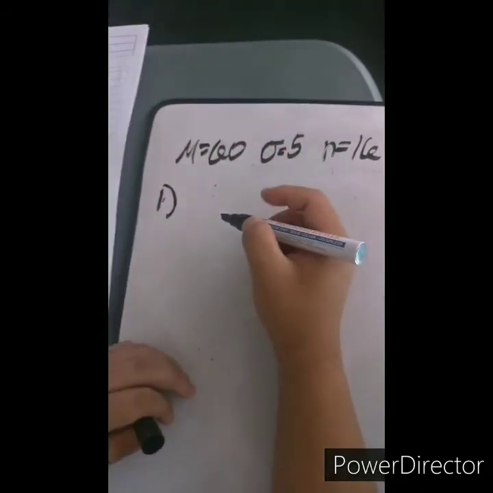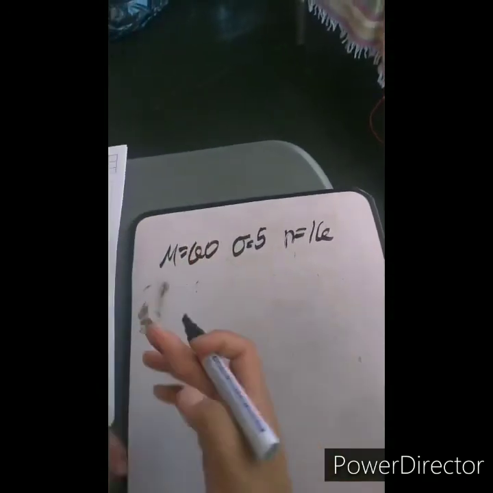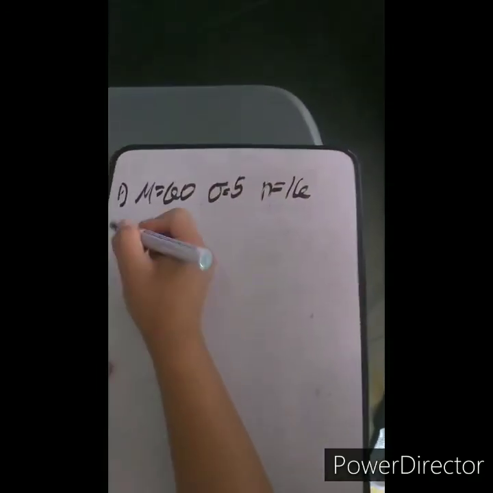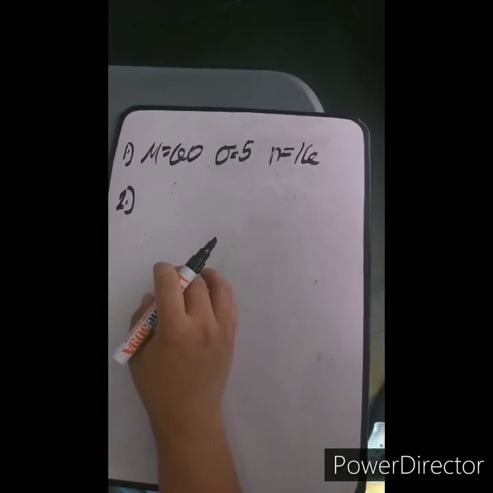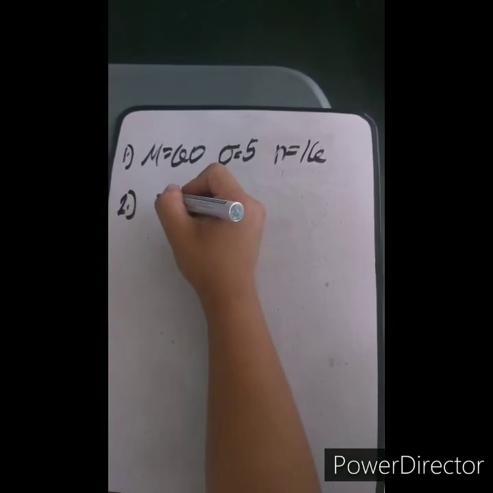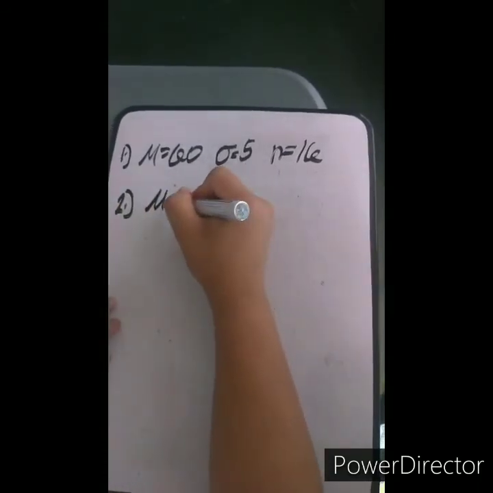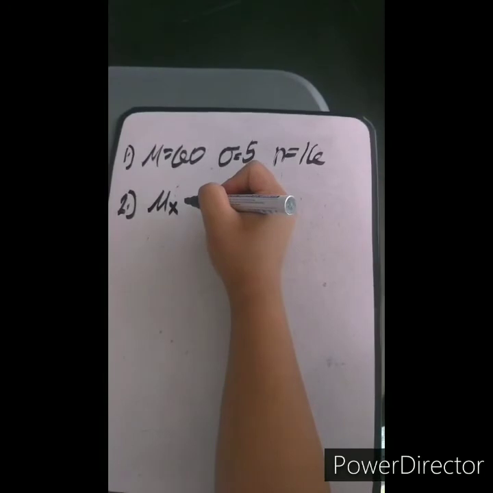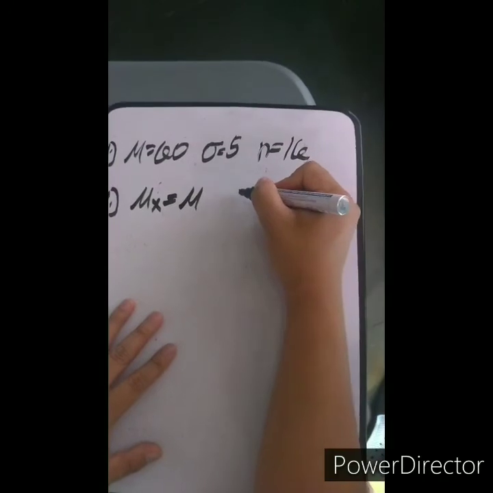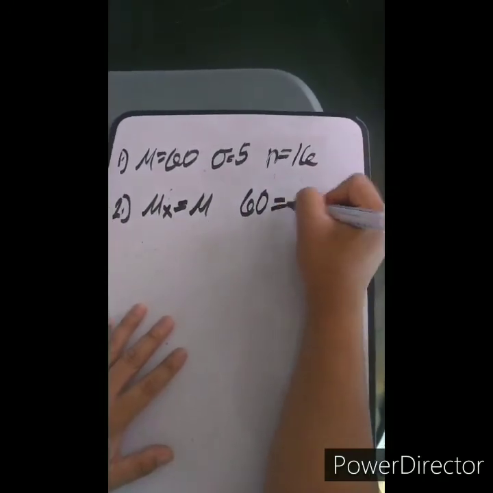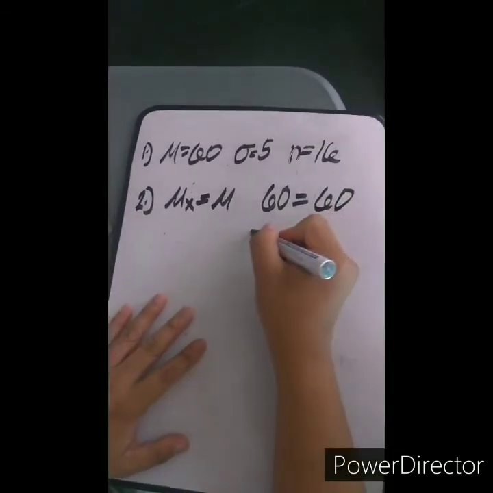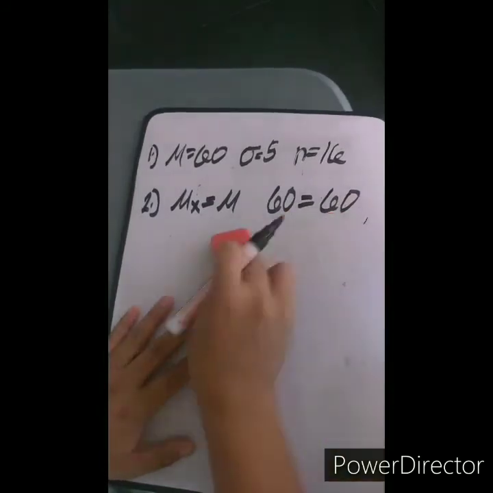So we have identified it. Step 2. Find the mean of the sampling distribution. We could use the first property, that mu sub x, the mean of the sampling distribution of the sample means, is equal to the population mean. So meaning our population mean is 60, which also means that our sample mean is 60. Right? So this will be our mean for now.